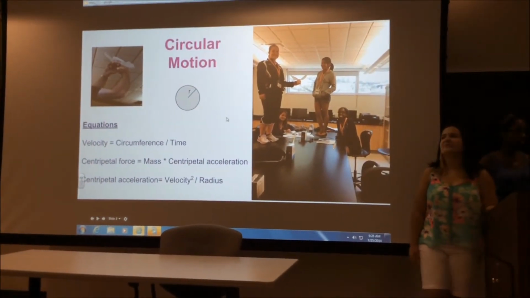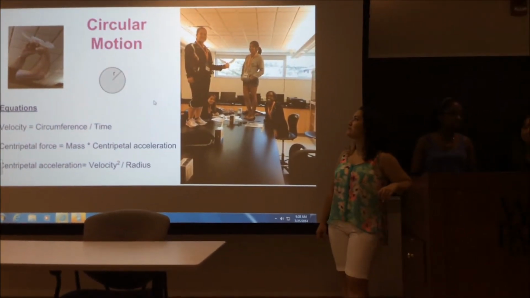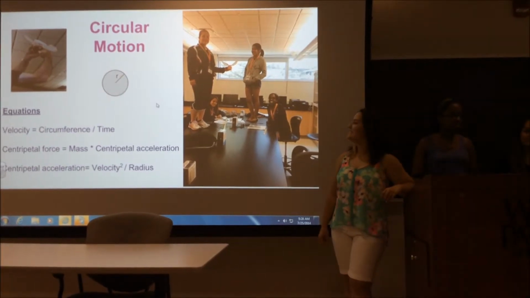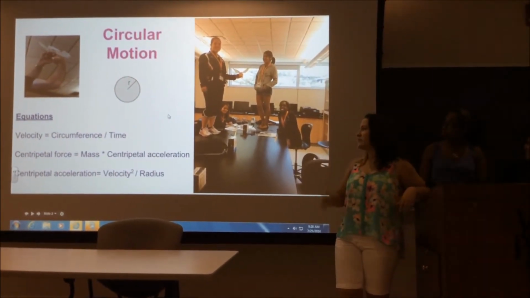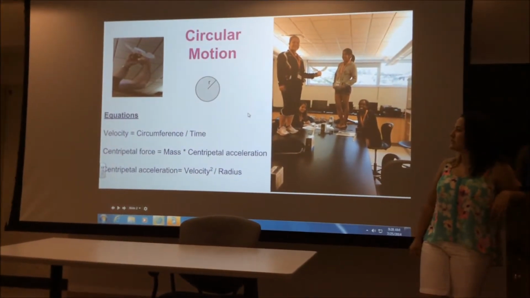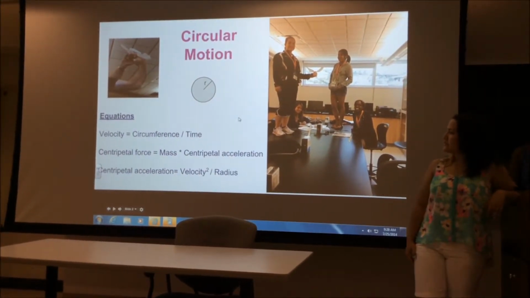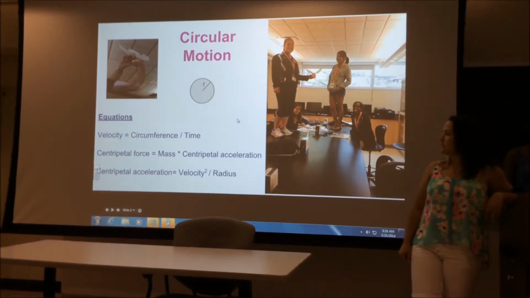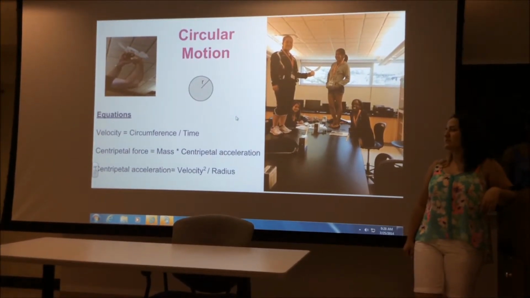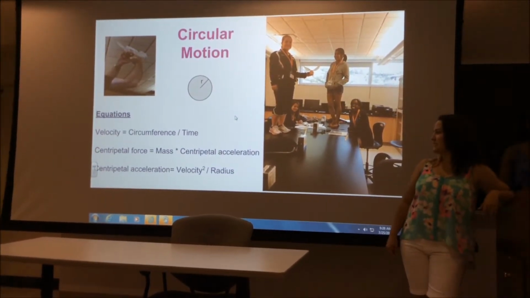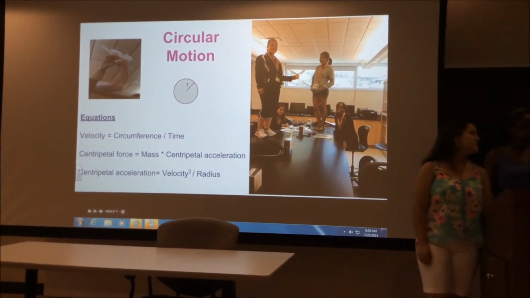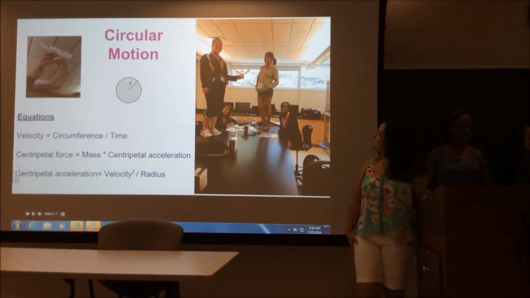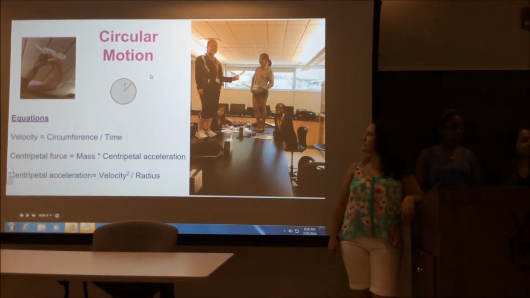Our first experiment was testing circular motion with a flying pig. As you can see here, these are some of the equations that we used: velocity equals circumference divided by time, centripetal force is mass times centripetal acceleration, and centripetal acceleration is velocity squared divided by radius. Those are pictures that show what we were doing during the process.